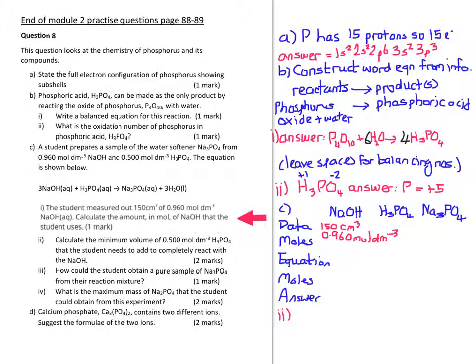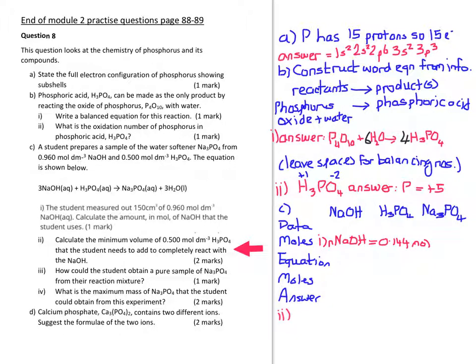So the data that we have is 150 centimetres cubed, which is 0.960 moles per decimetre to -3. So by doing n equals c times v, you've got 0.960 times 150 over 1,000. That ends up, if I put it into my calculator, as 0.144. So we can put that in as the answer to part I.